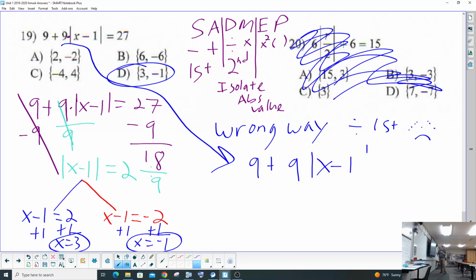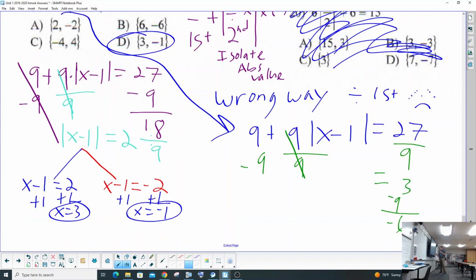X minus 1. I'm just showing you, you don't have to write this down, I'm just showing you what happens if you don't do it correctly. If you divide by 9 first, which is incorrect because it's attached to the plus 9, you would get 3, because 27 divided by 9 is 3. Then when you subtract the 9, 3 minus 9 is negative 6. Can an absolute value ever equal a negative 6?